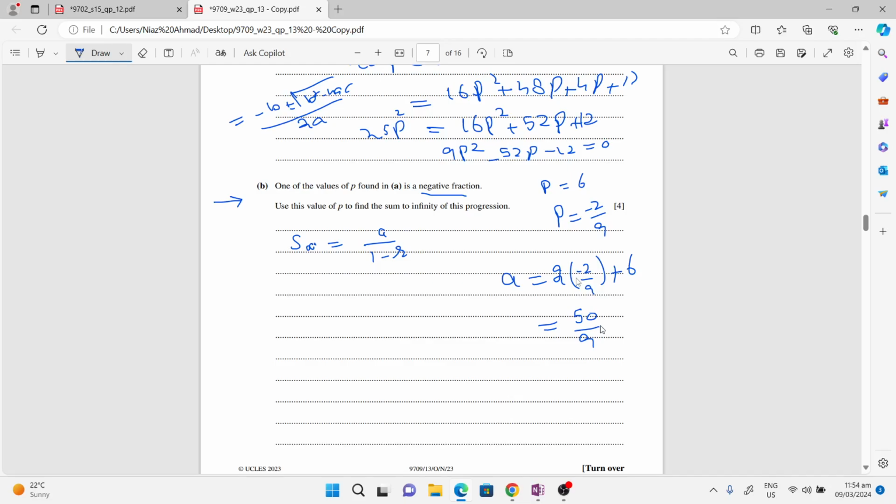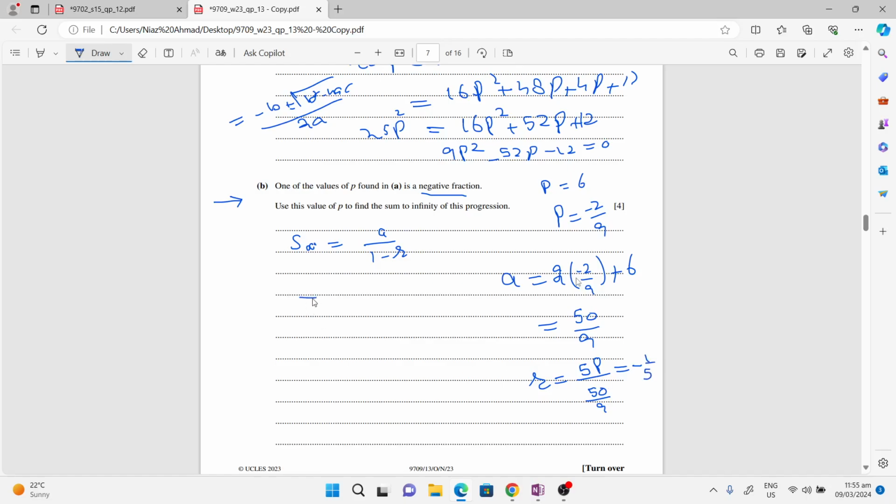Now use the value of p to find r as well. The next term is 5p, divided by the first term, that is 50 over 9. P is negative 2 by 9. Use your calculator: 5 times negative 2 over 9 divided by 50 over 9. What is the value of r? r is negative 1 by 5.